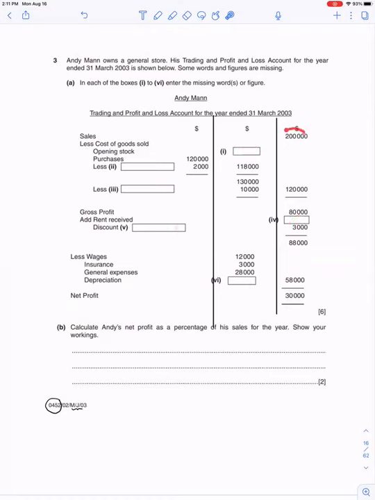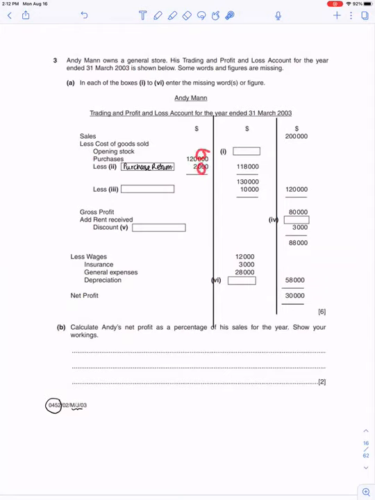So this is the revenue that is already given to us in the third column. We need to subtract the cost of goods sold. Cost of goods sold is made up of opening stock, add purchases. So what do you less? We less the purchase returns. So this is the box that we had to fill.